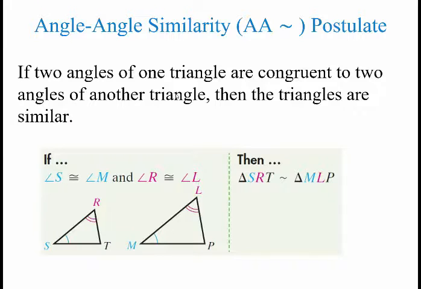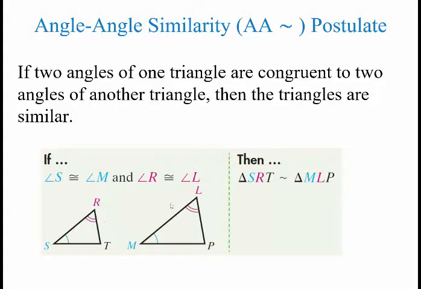Okay, so let's start by talking about what the angle-angle similarity postulate is. If two angles of one triangle are congruent to two angles of another triangle, which by extension means the third angle is also congruent, then the triangles are similar.